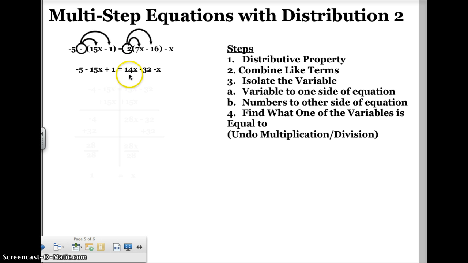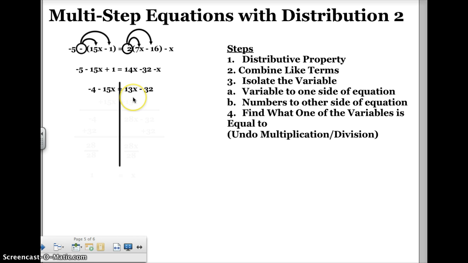On the right side of the equation, I have 14x, negative 32, and negative x. On this side of the equation, I'm going to combine my 14x and my negative x, and that's going to make 13x. So let's see what it looks like after I combine my like terms. Like I said, negative 5 and 1 make negative 4 minus 15x. The other side, 14x and negative x make 13x, and I still have the negative 32. Now I have a multi-step problem, but I have a variable on both sides of the equation.